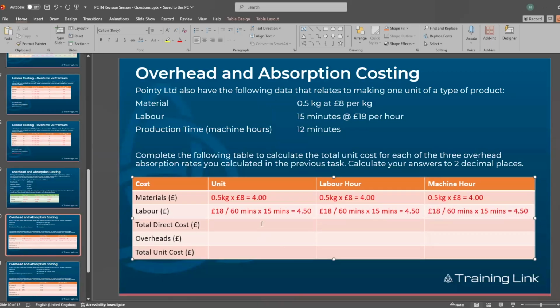Because then that gives us our total direct costs, which will be £4 for the materials plus £4.50 for labour, which gives us £8.50, which is exactly the same for each of those. So at this point, has anyone got any questions? Does that all make sense so far as to how we've calculated the direct cost?